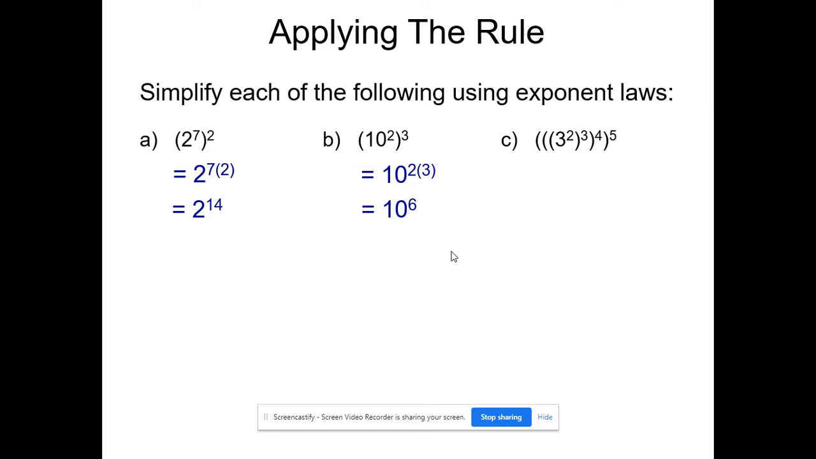Now, the last one looks really complicated. It has a lot of powers. It has 3 to the power of 2, to the power of 3, to the power of 4, to the power of 5. When I have a power on top of a power on top of a power, I multiply them together. So I get 3 to the power of 2 times 3 times 4 times 5. Now, you could do that all together, but I did it in little steps. So 2 times 3 is 6, and then 6 times 4 is 24. And then 24 times 5 is 120. So I got 3 to the power of 120.